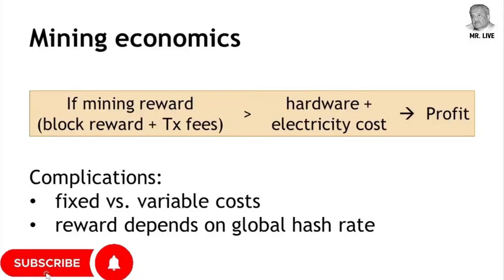But there are some complications to this simple equation. The first is that, as you may have noticed, the hardware cost is a fixed cost. It's an upfront cost, whereas the electricity cost is a variable cost that is incurred over time. Another complication is that, remember, the reward that the miner gets depends upon the rate at which they find blocks, which depends not just on the power of their hardware but, more accurately, on the ratio of the power of their hardware as a fraction of the total global hash rate.